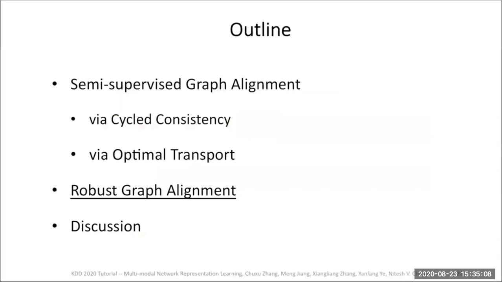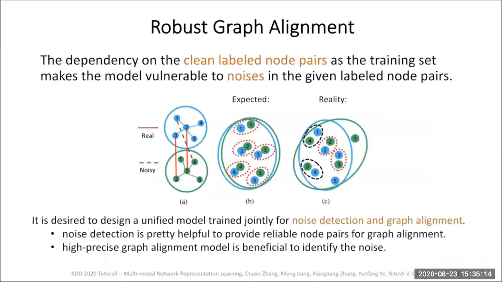So next, we will talk about robust graph alignment. Semi-supervised graph alignment uses a small set of labeled node pairs as the training set. The noise in the training set will have a negative impact on the model performance. As we can see in this example, because of the noisy link in black, we cannot have the expected alignment results. The embedding distribution was affected by the noisy link, and we cannot correctly align nodes 4 and 5 in the two different graphs.